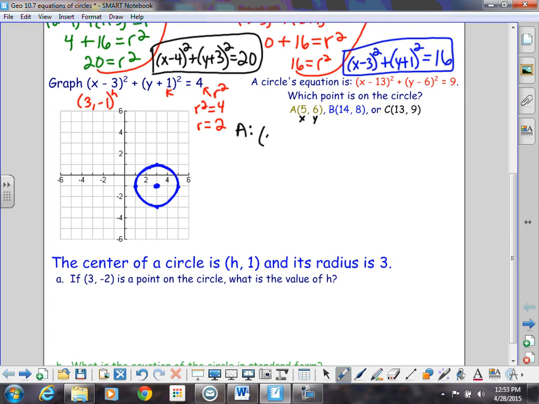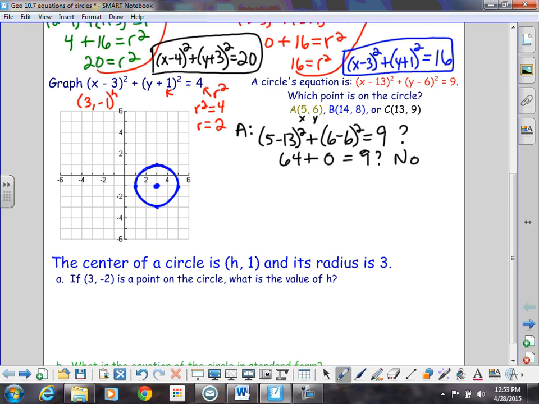So I'm going to plug in 5 for the x. Then my equation says minus 13 plus, instead of y, I'm going to plug in 6. And then my equation says minus 6 squared equals 9. So we want to know, is this true? Does that work out? If I do the 5 minus 13 squared, that's 64. 6 minus 6 is 0. So is that equal to 9? No, not at all.